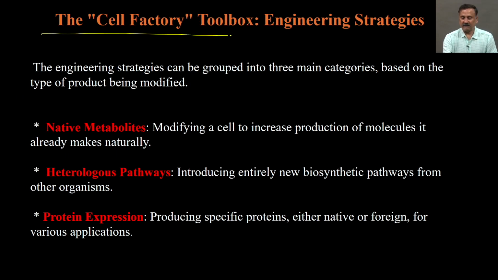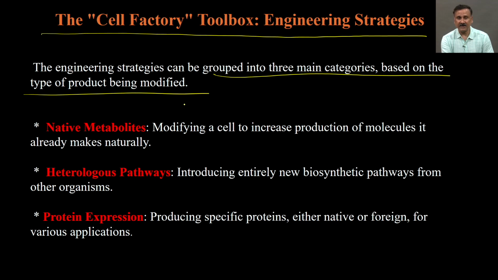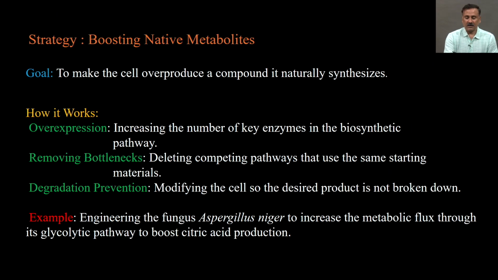So, in the cellular factory toolbox strategies, the cellular strategies can be grouped into three main groups based on the type of product being modified. You can have native metabolites, you can have heterologous pathways, or you can have protein expression. So, depending upon the type of metabolite you are trying to produce in these cellular factories, you can have different types of toolbox. So, boosting the native metabolites.